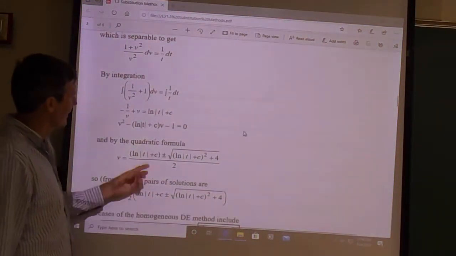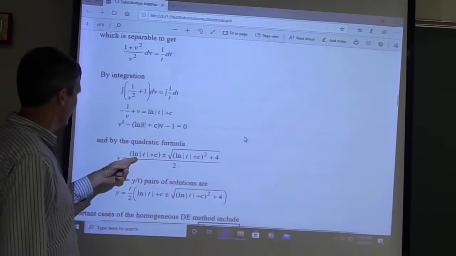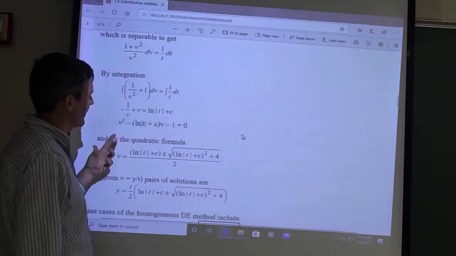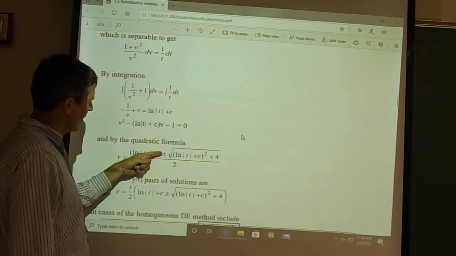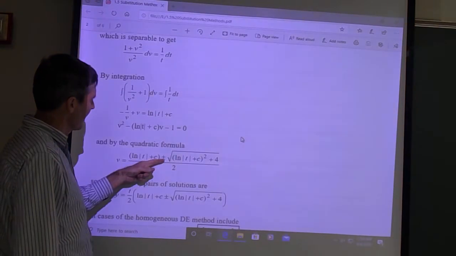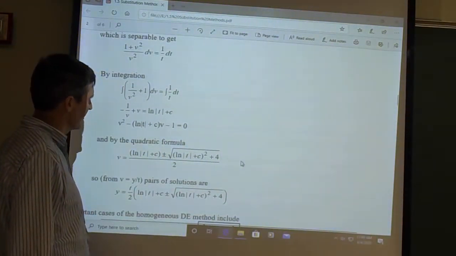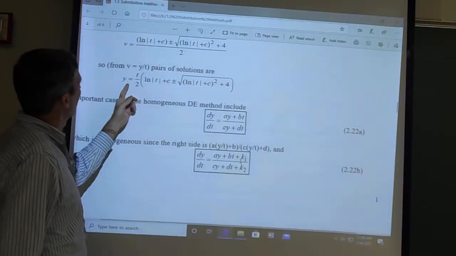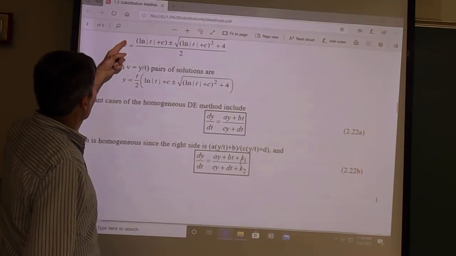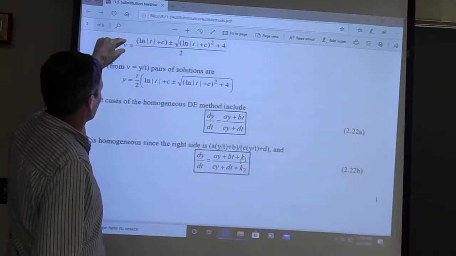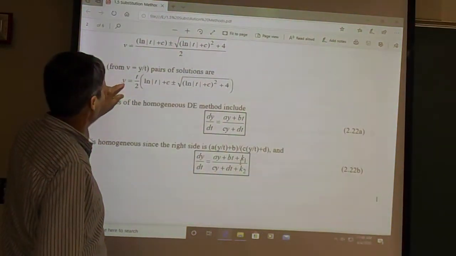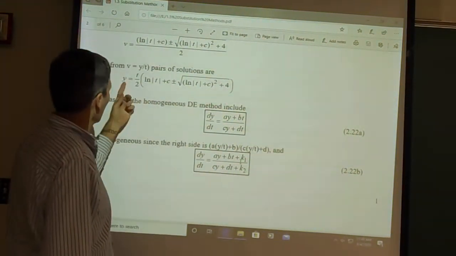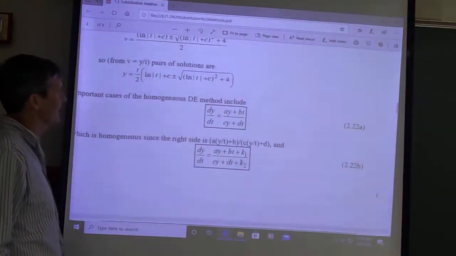These are functions of t in general. And here are two solutions, right? This is actually not a solution by itself. It implicitly determines these solutions. One solution for the plus, one solution for the minus for each value of c. So there's an infinite number of solutions given in pairs here. Alright, so now we can say, furthermore, v is y over t. So if we write that as y over t and then multiply both sides by t, we get this: y is actually t over 2 times ln t plus c plus or minus square root. That's writing solutions y as a function of t.